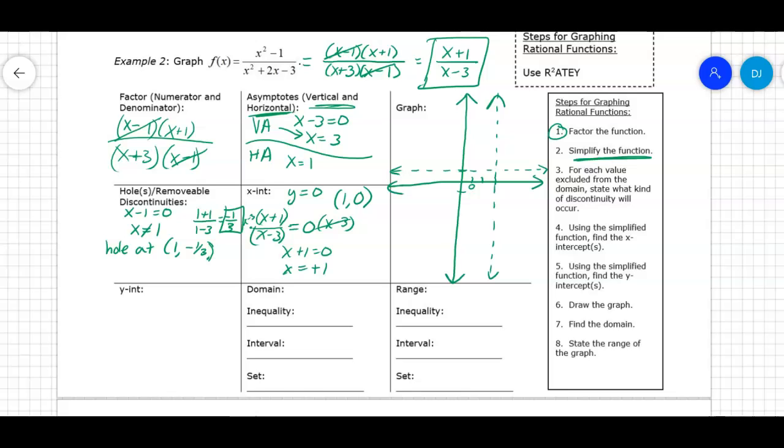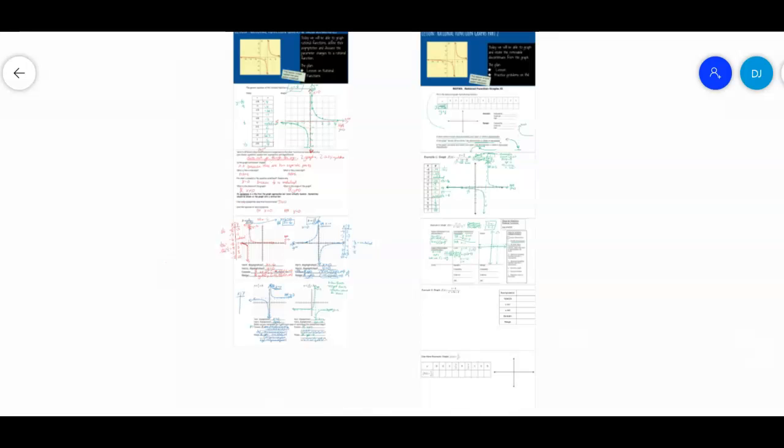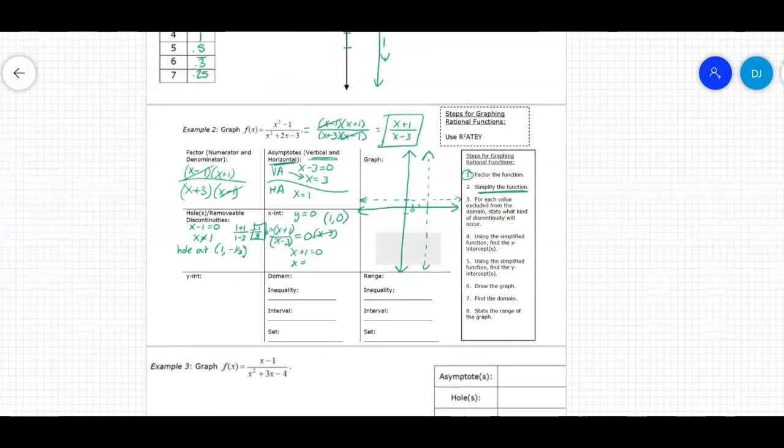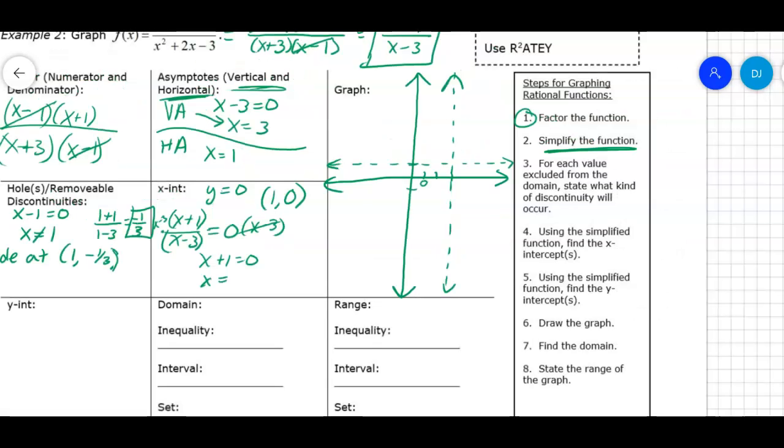Nope, sorry, negative 1. Just noticed I had a mistake there when I went to graph that. So at negative 1, whoops, come back. Hold on, guys. There we go. My hand hit the bottom. I apologize. So x equals negative 1. So we're going to have an x-intercept at negative 1, 0. So that's going to be another piece of information for our graph.